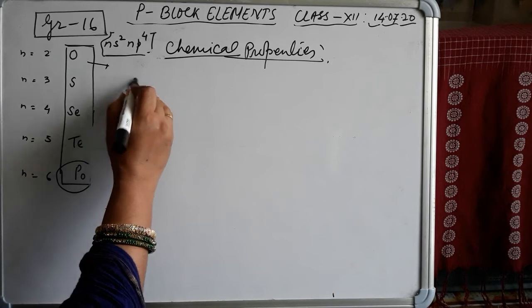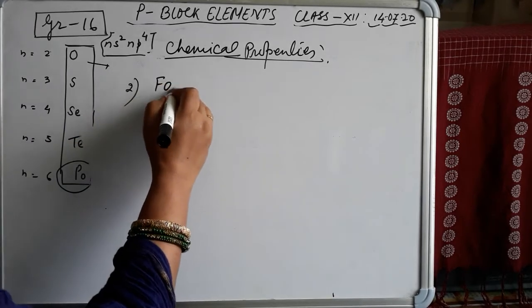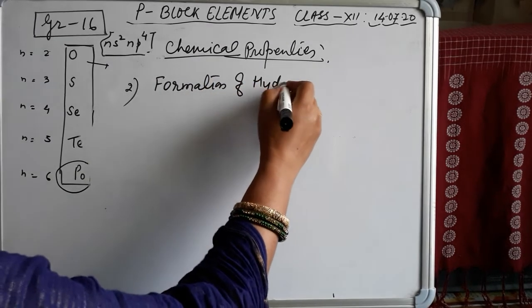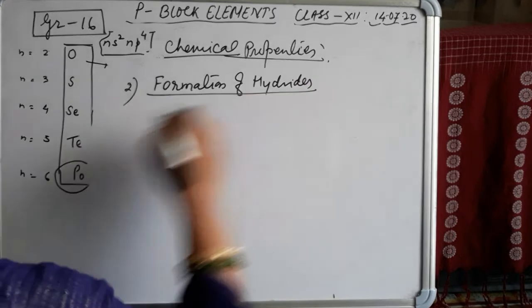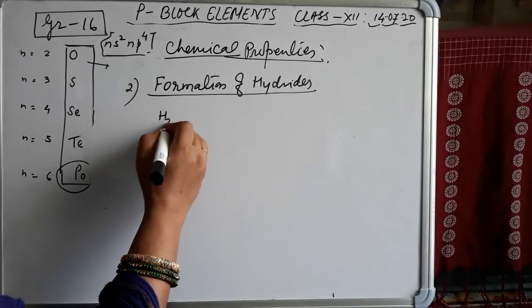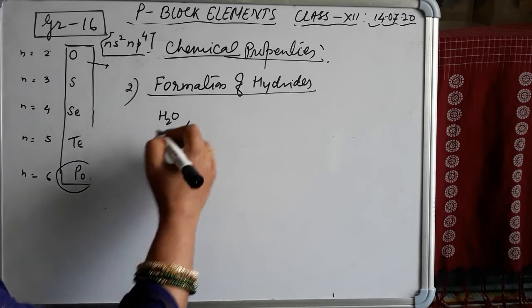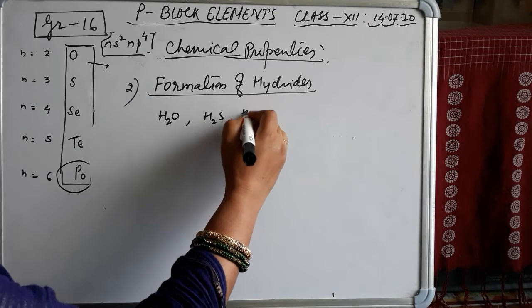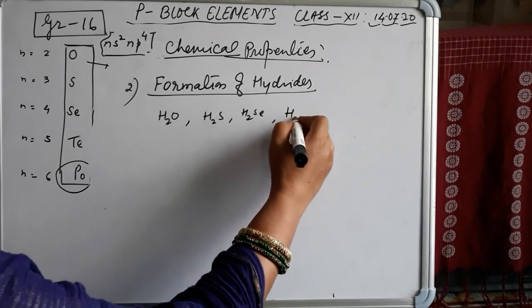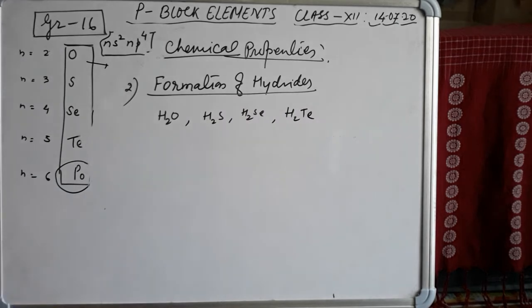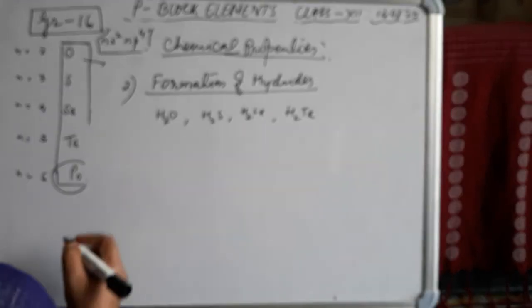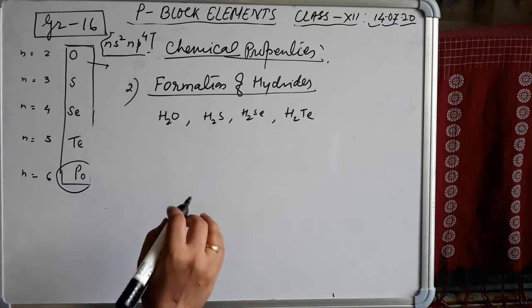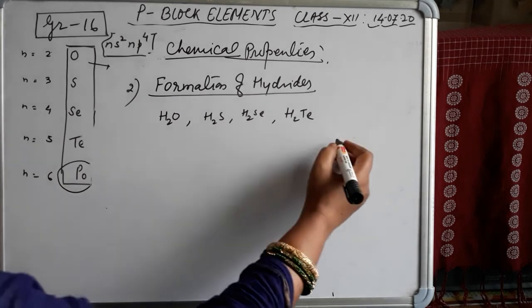Now, the next chemical property is formation of hydrides. Oxygen forms hydrides of oxygen, sulfur forms hydrides of sulfur, and likewise selenium and tellurium. So a large number of hydrides are formed by the group 16 members. All the members of the group form covalent hydrides. These are covalent by nature, like this.